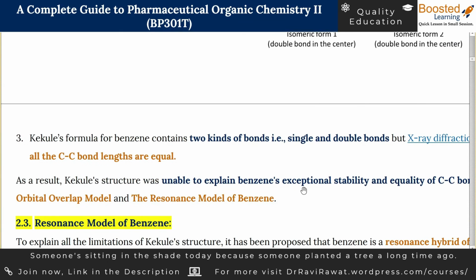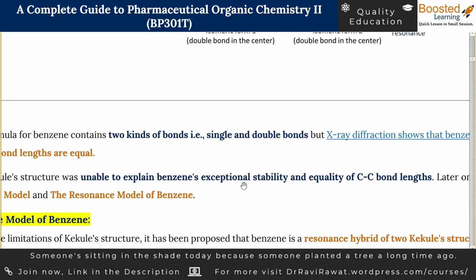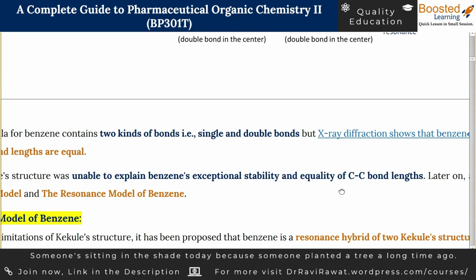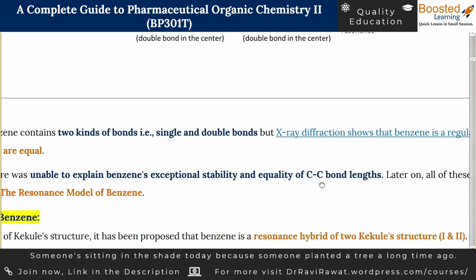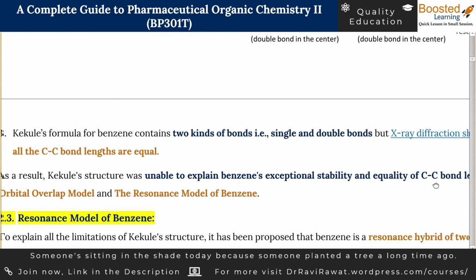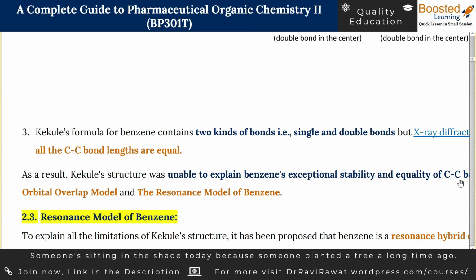Finally, in conclusion, there were 2 points on which Kekule's model failed. One was to explain the benzene's exceptional stability against oxidizing agents, and the other was equality of the carbon-carbon bond lengths that was failed to be explained by Kekule's model. So due to these limitations, Kekule's model was not finally accepted. It is not accepted till date.